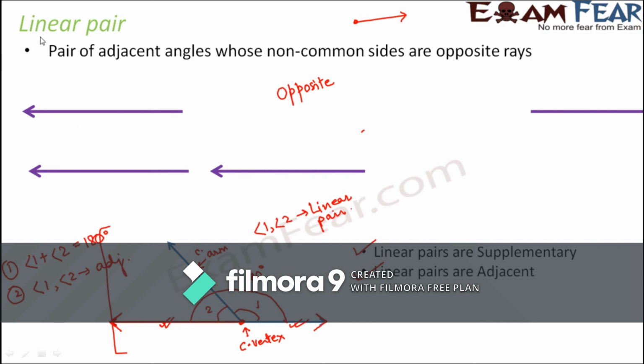Now why are they called linear pair? The term linear means a line. So two angles forming a line. Here you can see angle 1 and angle 2 together form a straight line, and that is why they make a straight angle. So that is why they are called linear pair.